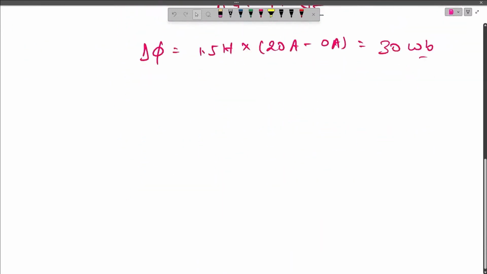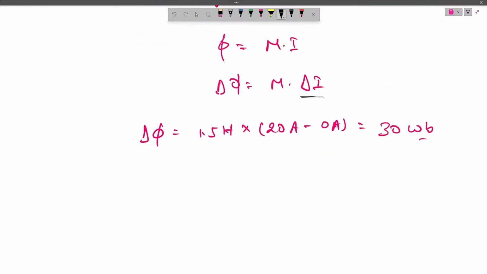So we can easily find out, using this formula, the change in flux linkage, that would be equal to 1.5 times 20, and that will be equal to 30 Weber.